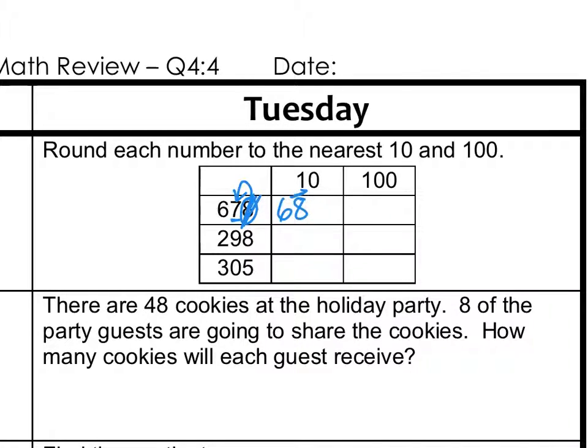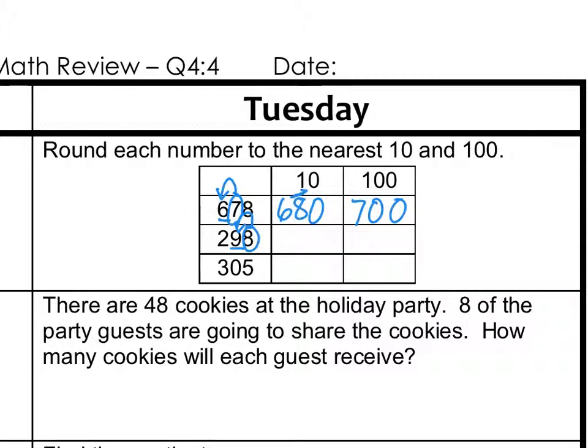Now, whoops, erase that. Now we're ready to underline the hundreds place. Circle the digit to the right. The 7 is high enough to bump that 6 up to a 7. Everything else becomes zeros. Moving on to the next one, 298.